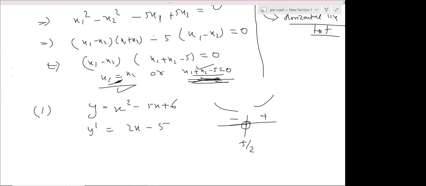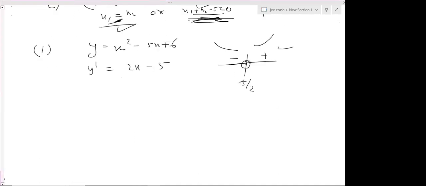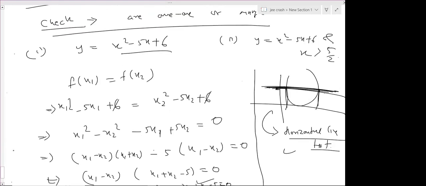Yes, sir. Okay, so three methods are there. Either you can see the graph or the monotonicity or x1 equals x2. Whatever you feel is right for you or takes less time. Okay, so the second part, please tell me the second part. This one, if it is 1-1 or not.